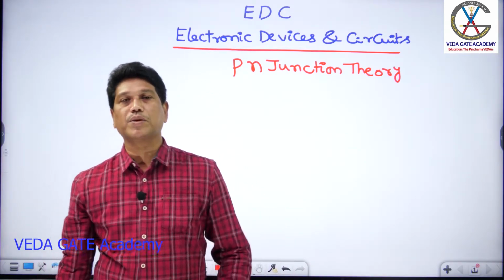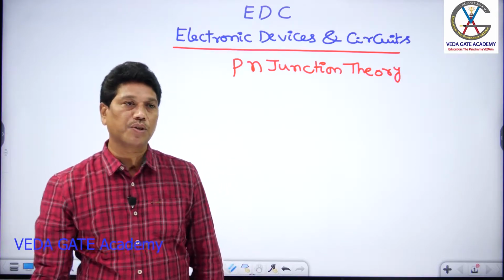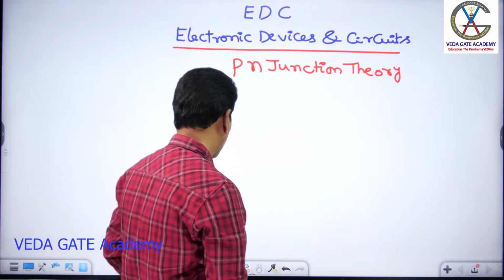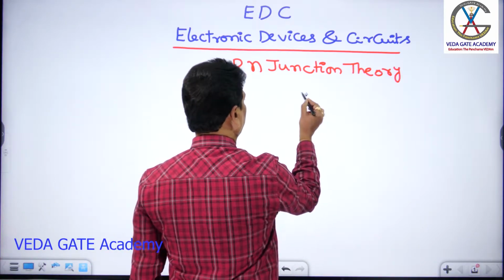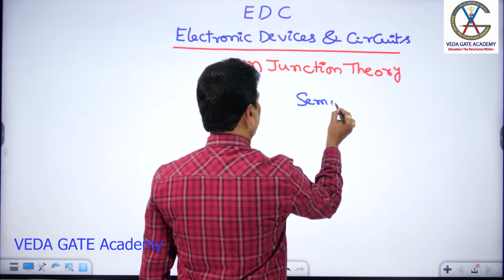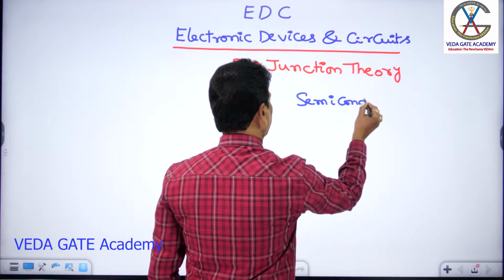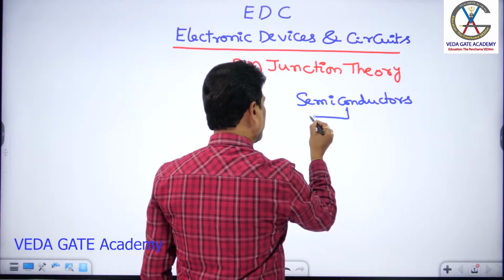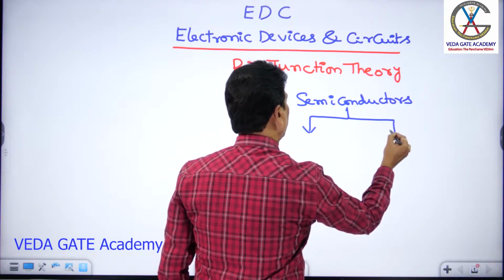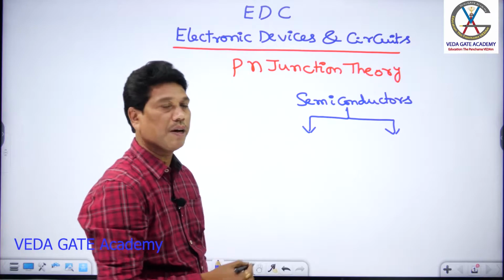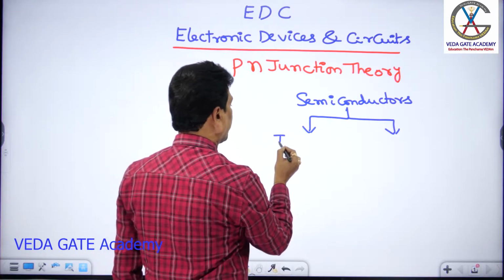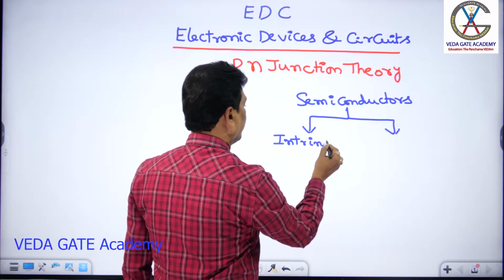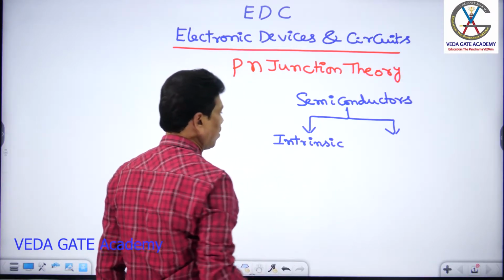Semiconductors can be classified into two types: one is intrinsic, the other is extrinsic. The intrinsic semiconductor is also called a pure semiconductor. This is a semiconductor without adding any impurity.